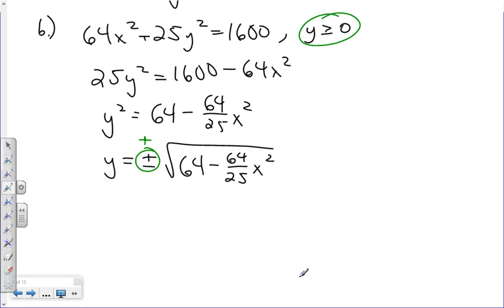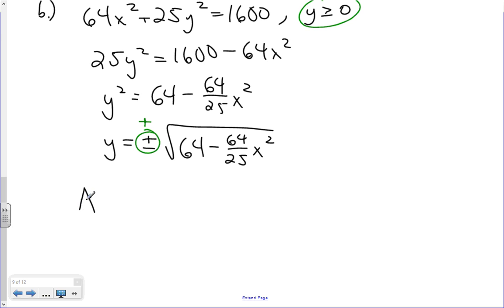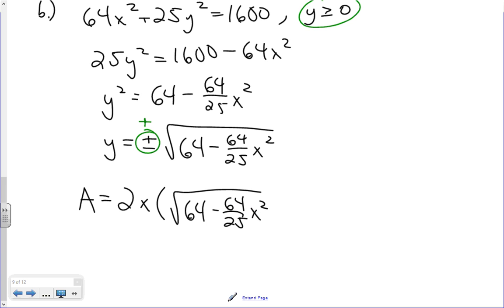Okay, so with that, we can replace y in our equation for the area. Earlier we said in part A that area is equal to 2 times x times y, and y we just found out is equal to this square root. The square root of 64 minus 64 over 25 x squared. All right, so there's our equation for what the area is equal to as a function of x alone.